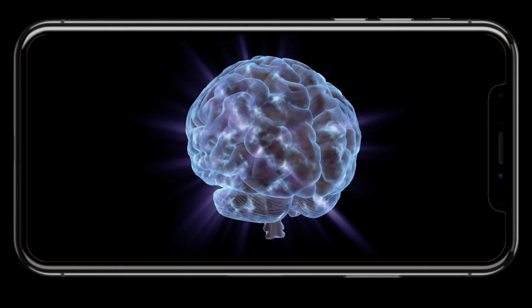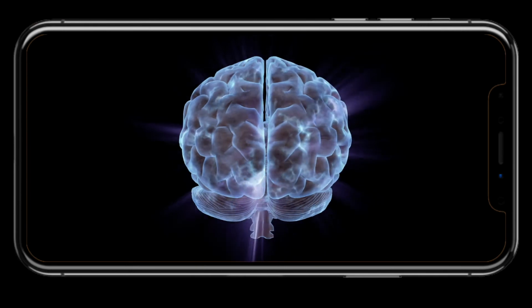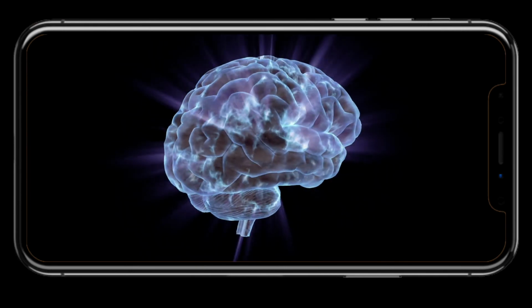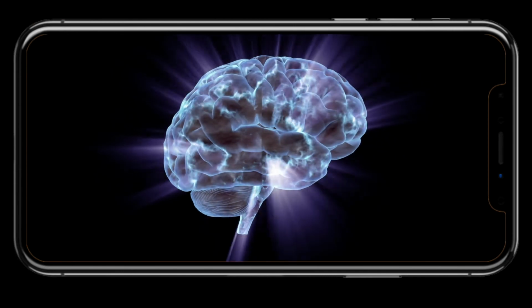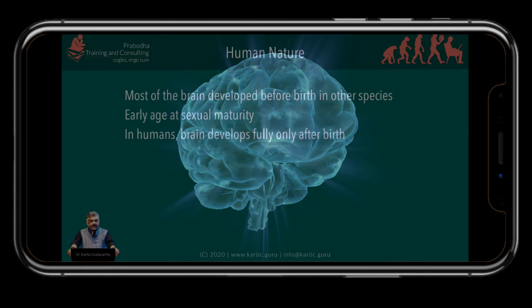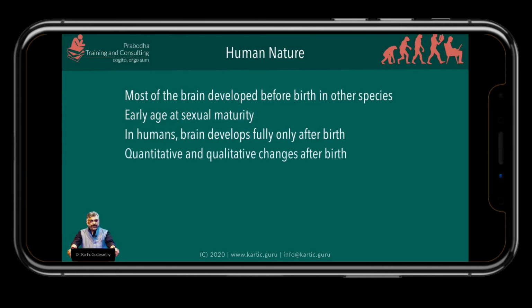You know how many days it takes for the brain to fully develop in the human species? That is the one organ that needs to develop quantitatively and qualitatively, physically and functionally, only after we are born. You know how many days it takes, or months? Can you guess? It takes 21 years.